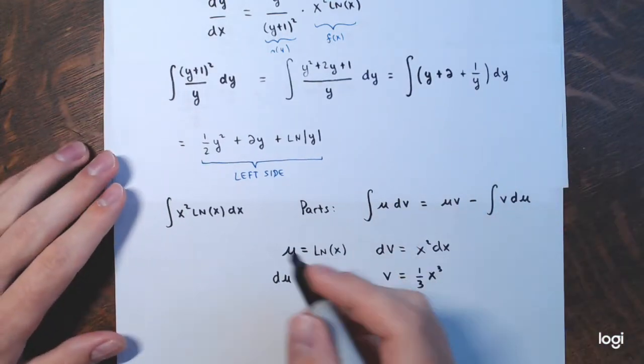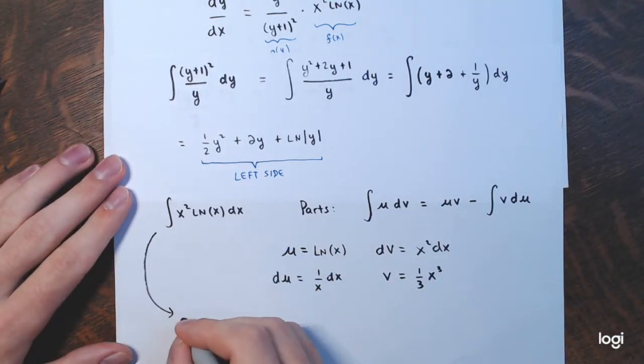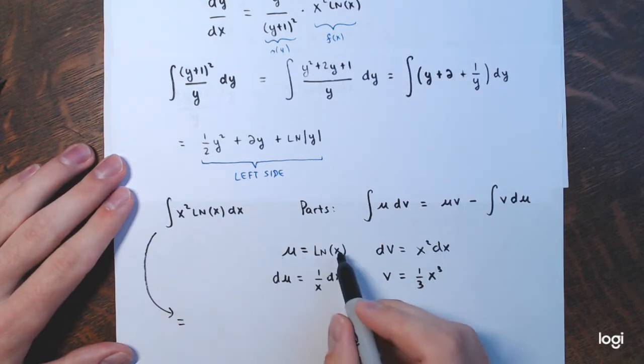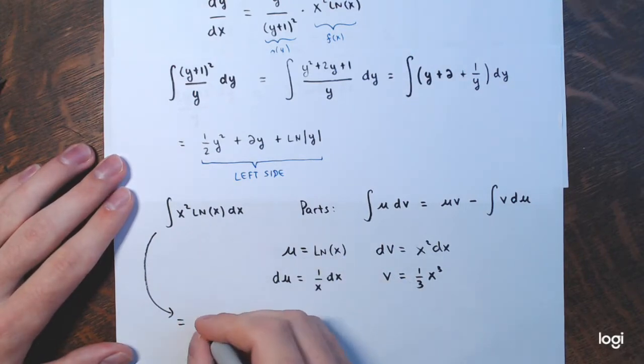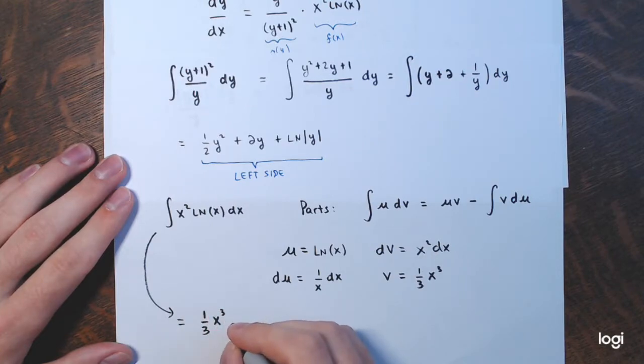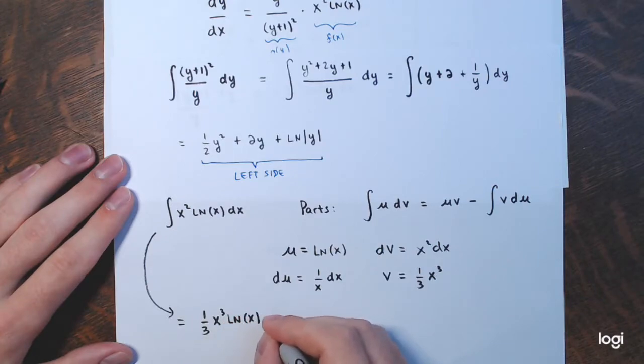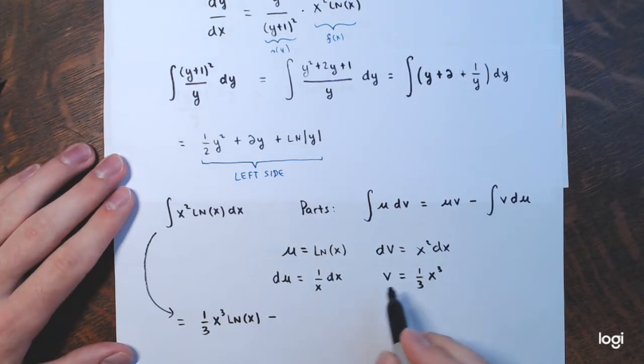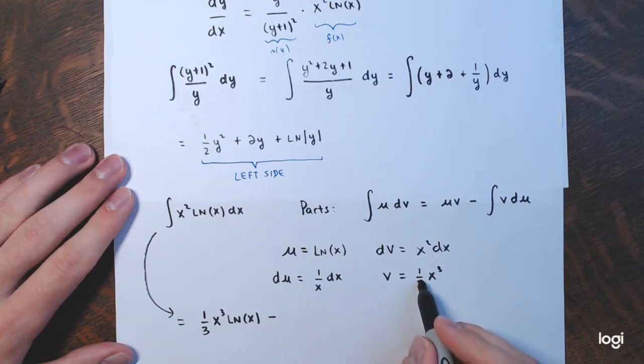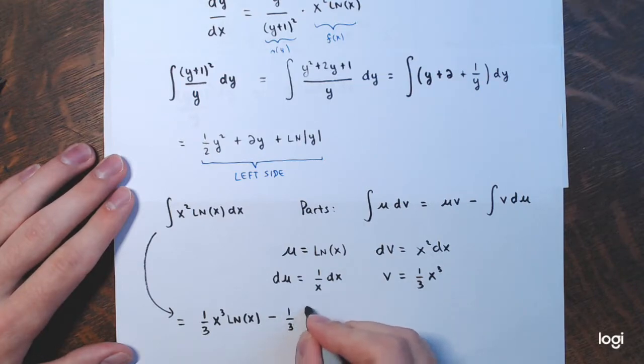All right. So now applying the parts rule, this integral here will be the integral of uv, so 1/3 x cubed times the natural log of x, minus, and then the integral of v du. So the 1/3 will come out of that, and then x cubed times 1 over x is just x squared. And that's a very easy integral to take.